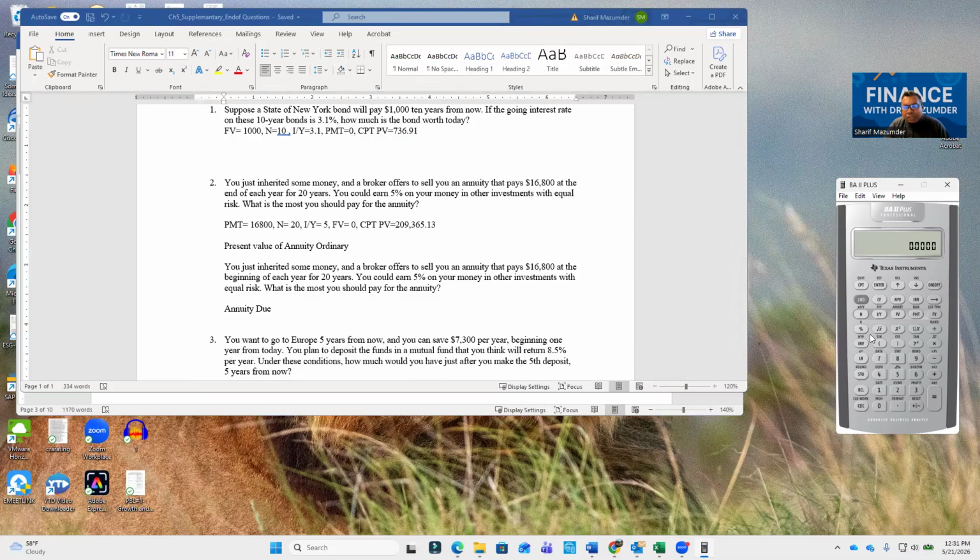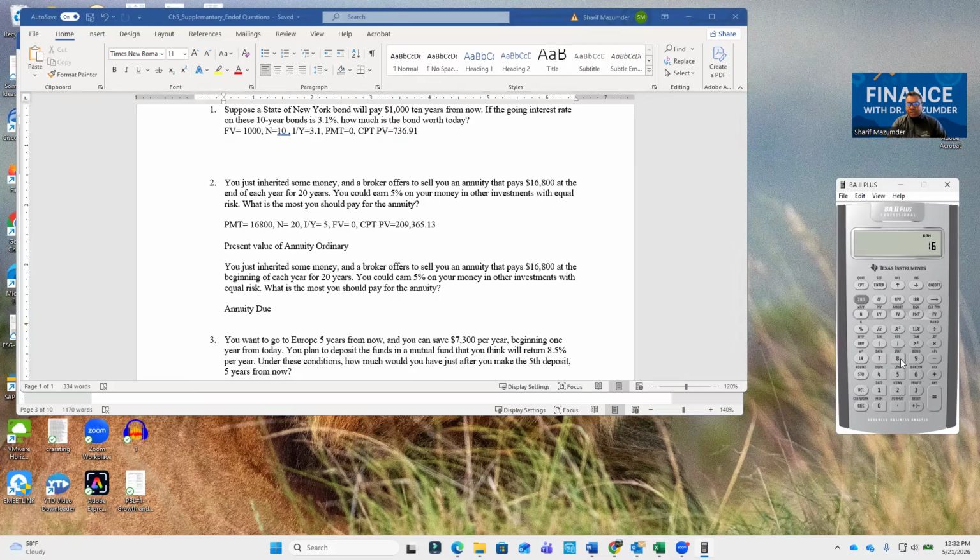Okay, but if you want to make it an annuity due, you need to set up your calculator in beginning mode, which is second payment, second set. Now it is in beginning mode. That means it's an annuity due mode. Now we can put the same numbers in this setting, and we're going to get the present value here.